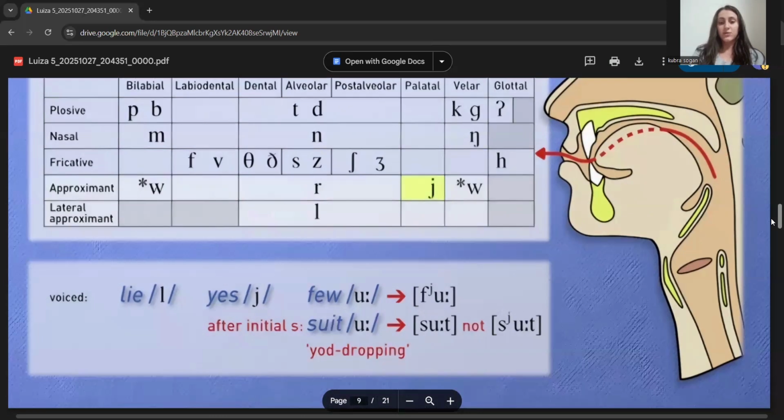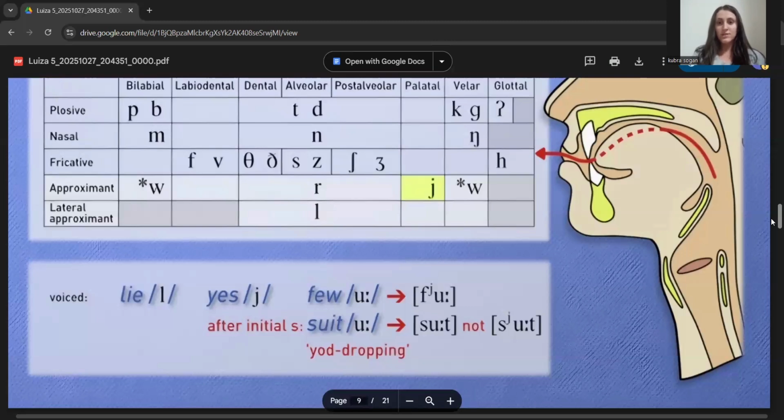Y plays a central role in another difference between British and American English. In English, when a consonant comes before the long goose vowel, it often gets a y sound, as in few. Over time, some consonants lost this y sound. For example, we say sweet, not sweet. This loss of the y sound is called yod dropping.